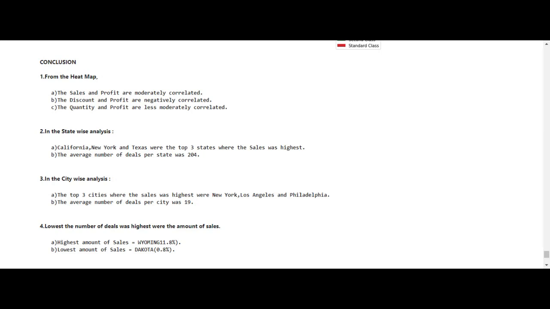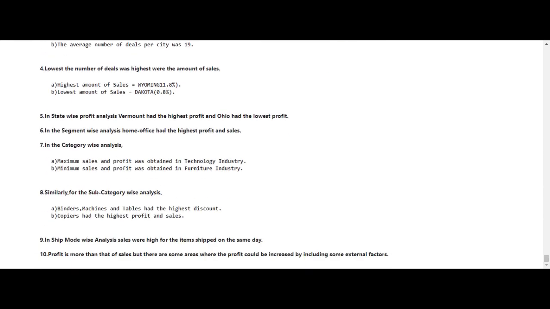The lower the number of deals, the higher the amount of sales. The highest amount of sales was in Wyoming, that is 11.8%, and the lowest amount of sales was in South Dakota, that is 0.8%. In the state-wise profit analysis, Vermont had the highest profit and Ohio had the lowest profit. In the segment-wise analysis, home office had the highest profit and sales.